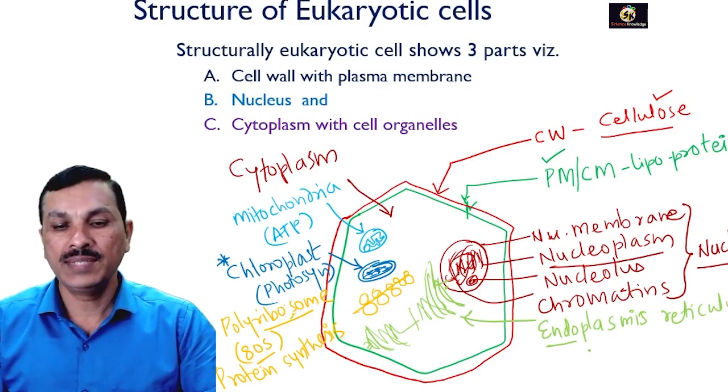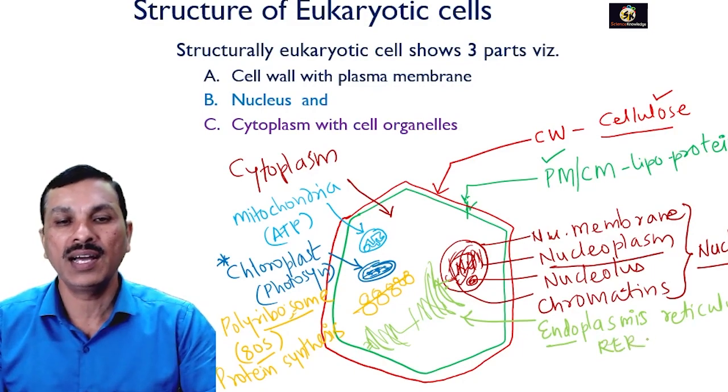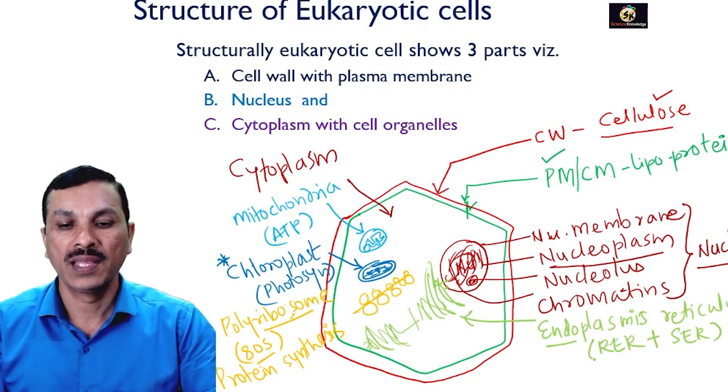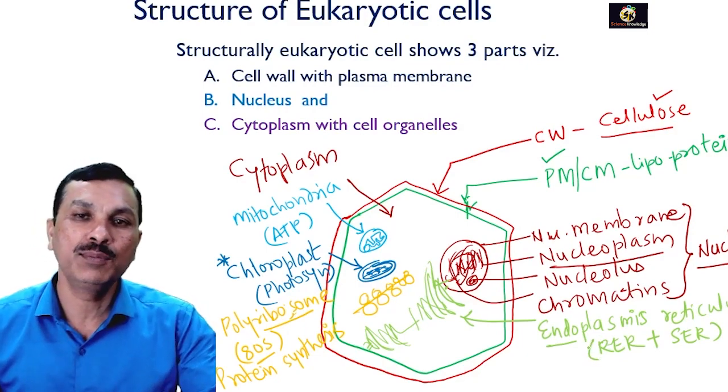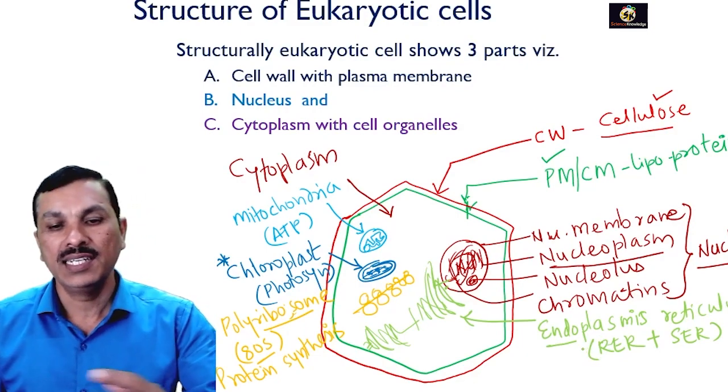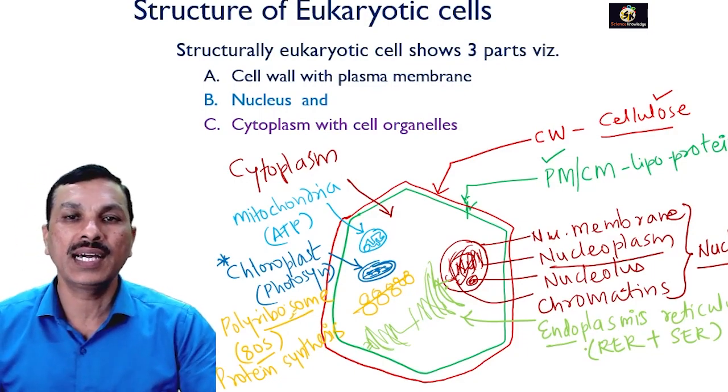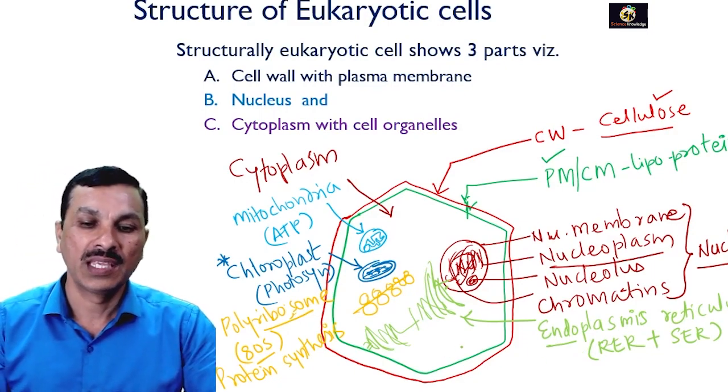It has two different structures. Some endoplasmic reticulum portions appear to be rough, so it is called rough endoplasmic reticulum, RER, and some portion is without ribosomes, which is called smooth endoplasmic reticulum. The ER participates in protein synthesis as well as in lipid and carbohydrate metabolism.